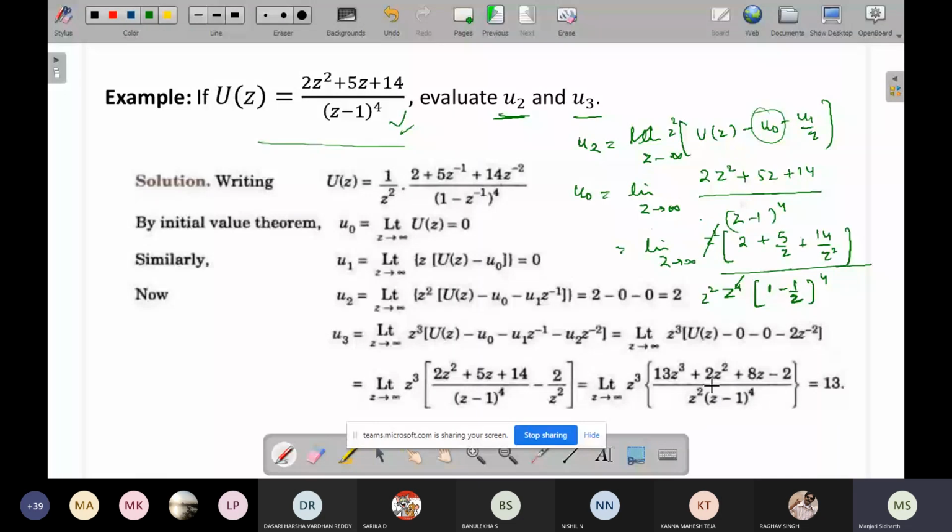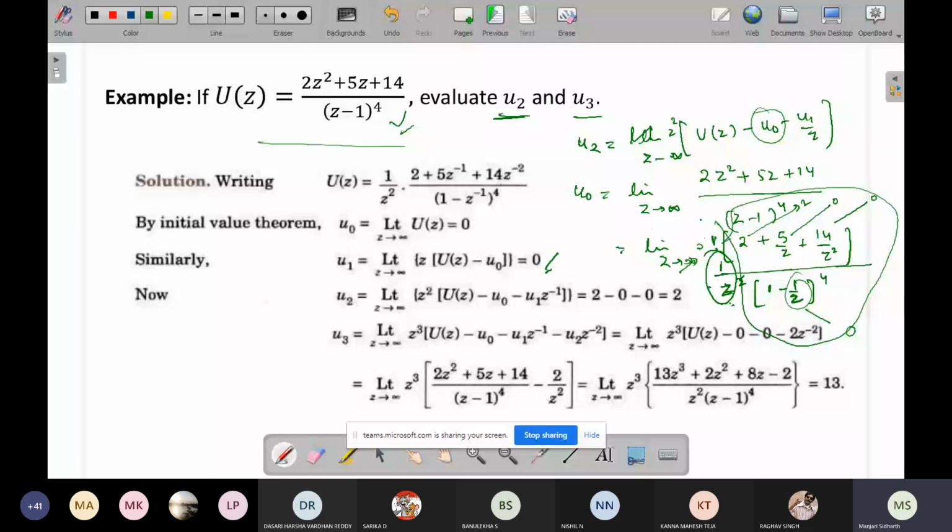So in place of this and this, I'll simply write here 1 over Z square. Now see, Z tending to infinity: this tends to 2 only, this tends to 0, this tends to 0. But 1 by Z is here, this also tends to 0. That means this whole term tends to 0 as we take Z tending to infinity, so the whole value will be 0.